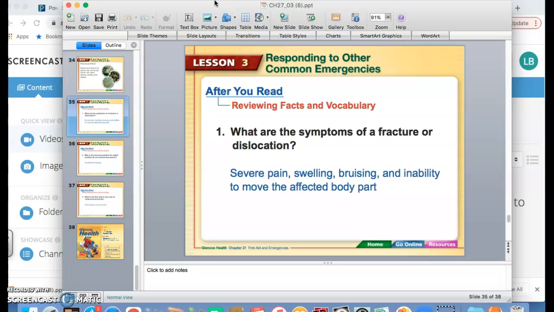Just make sure you have reviewed all 3 PowerPoints because you will be responsible for these 3 PowerPoints on the test.